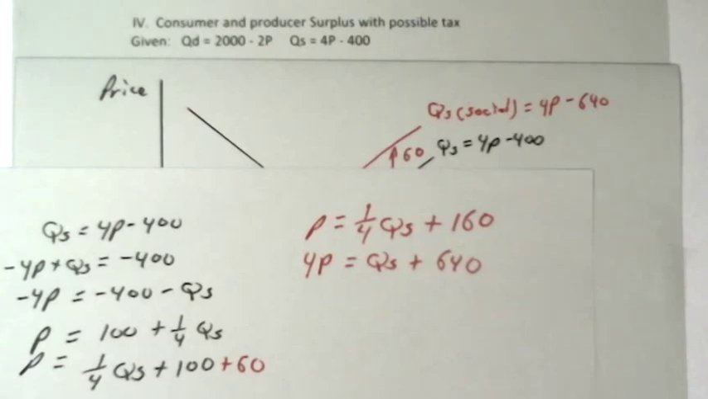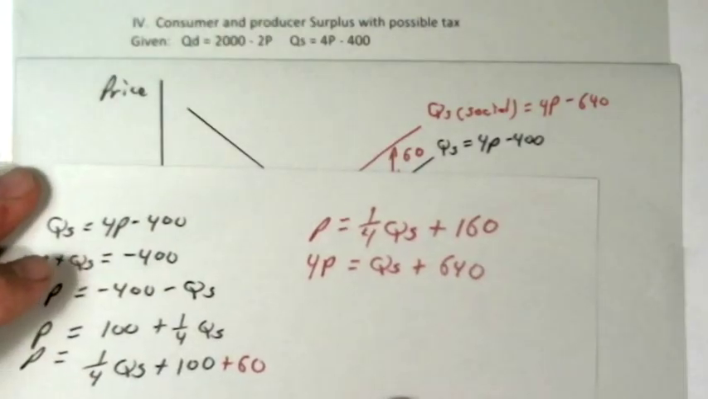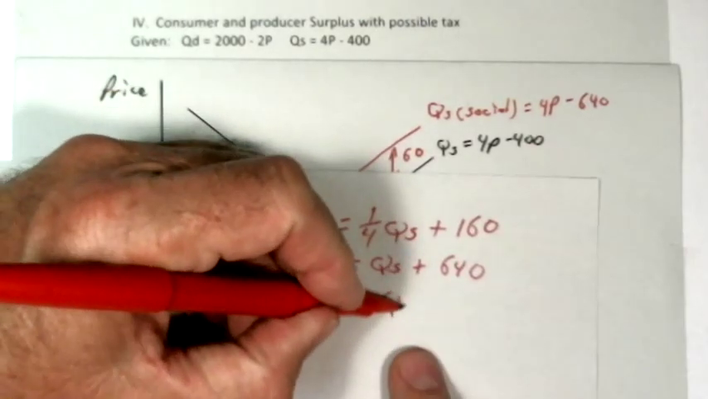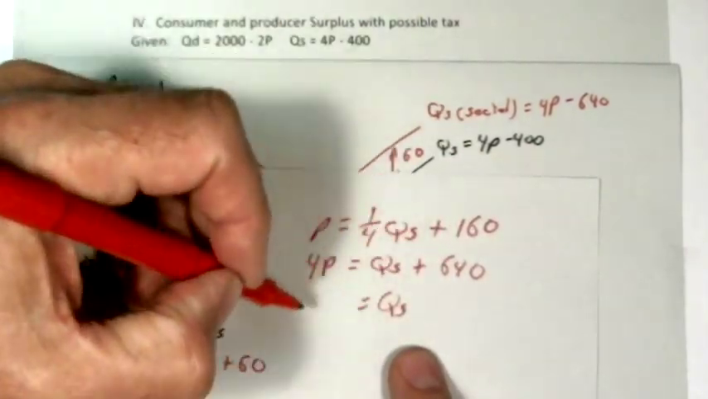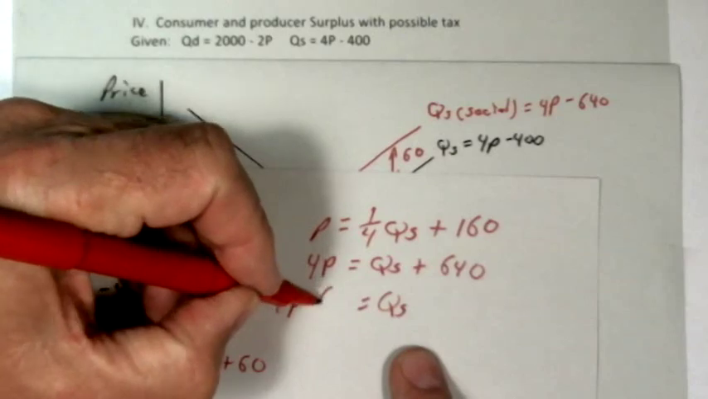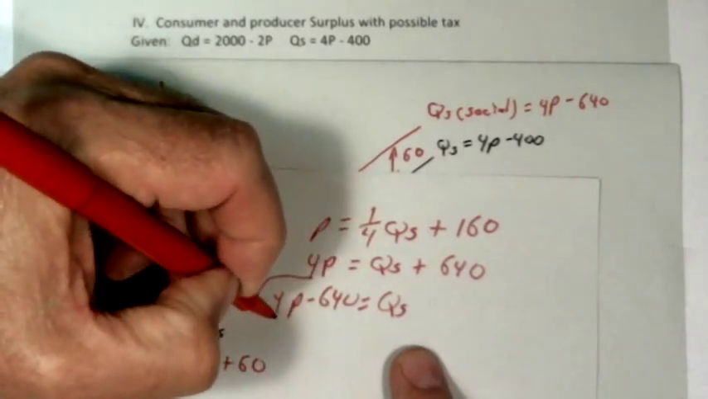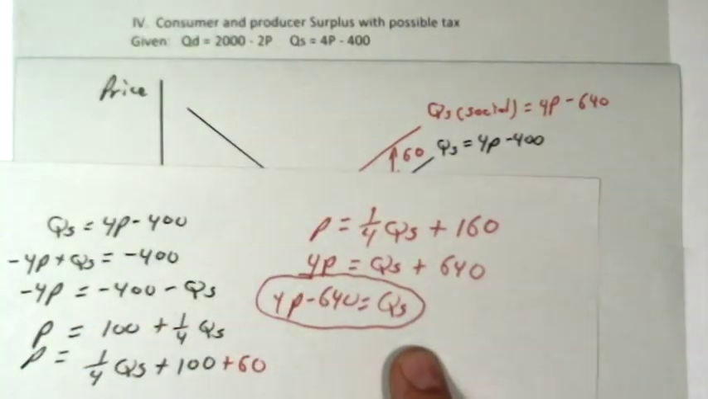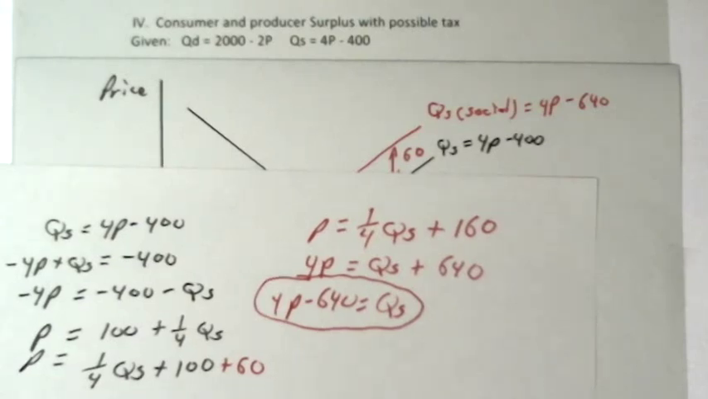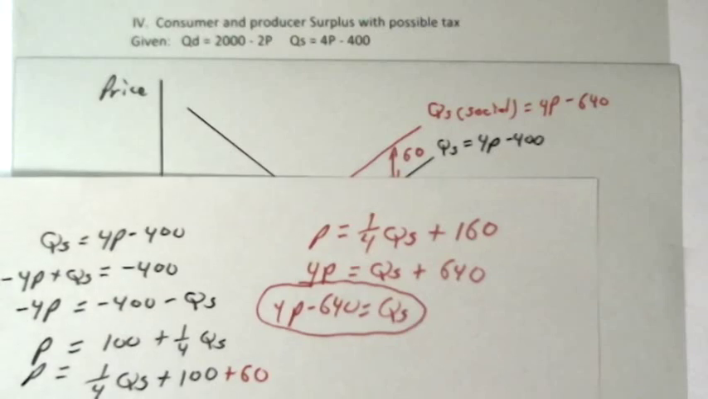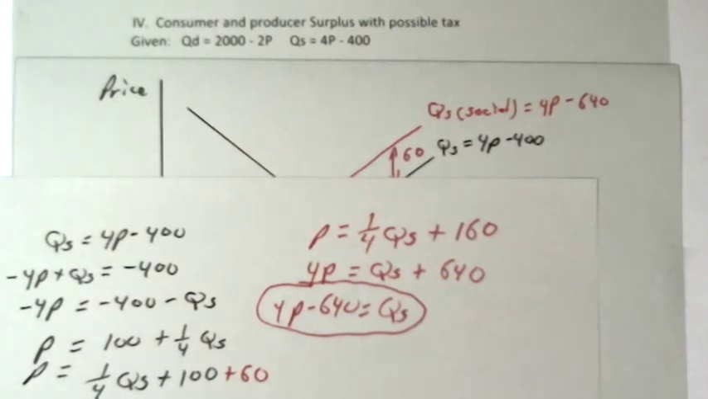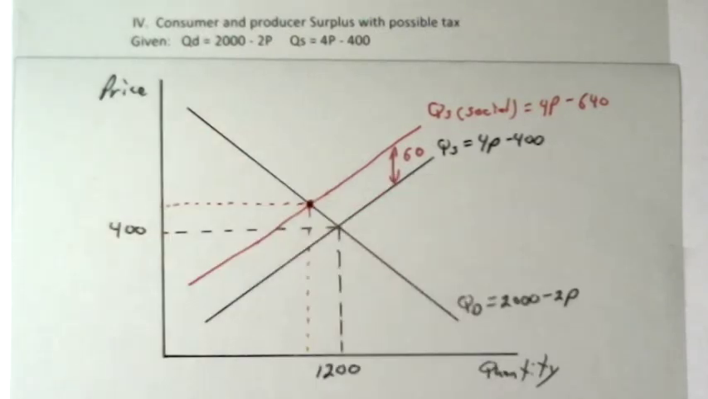I need QS by itself, so I've got to subtract 640 from both sides, so I get QS equals 4p minus 640. And that's right, isn't it? 4p minus 640. Yeah, so I remembered the little shortcut. So you can undo Alfred Marshall's mistake, add the 60, and put Alfred Marshall's mistake back. Or you can remember this little rule.